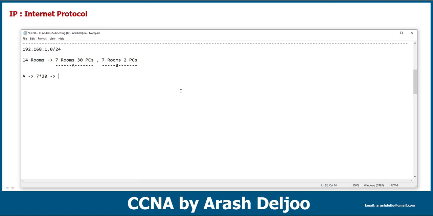The first part is 2 to the power of h minus 2 should be greater than or equal to, for example, 30. Okay, this is the host bits requirement, and we need a minimum of 5 bits for hosts. It's so easy. After that, we need to calculate this formula: 2 to the power of s should be greater than or equal to, for example, 7, and this is the number of bits that we need.